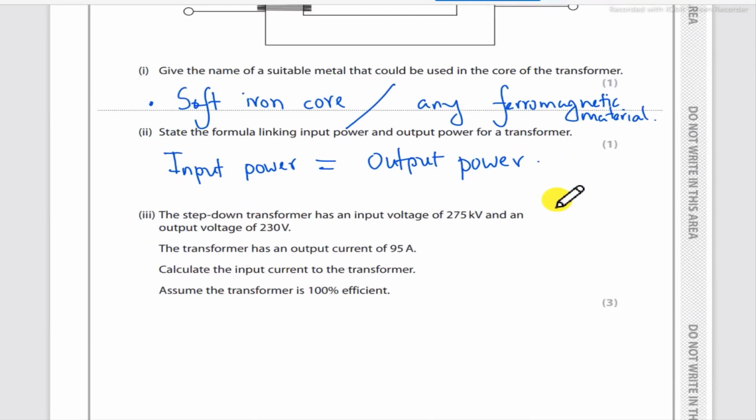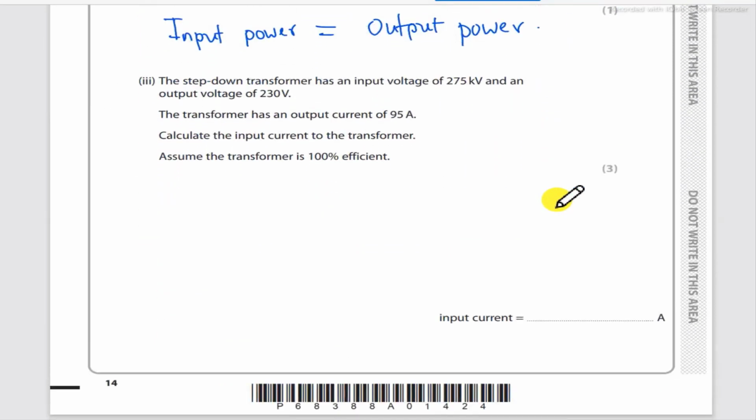Or you can write input power, that means primary voltage into primary current equals output voltage, secondary voltage into secondary current.